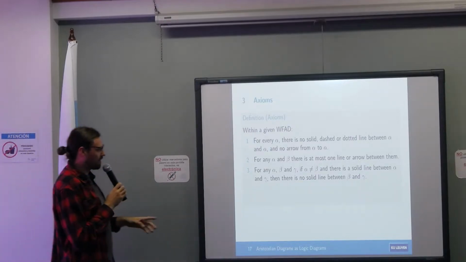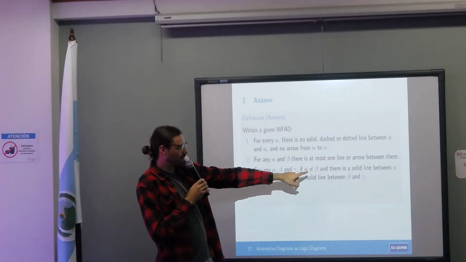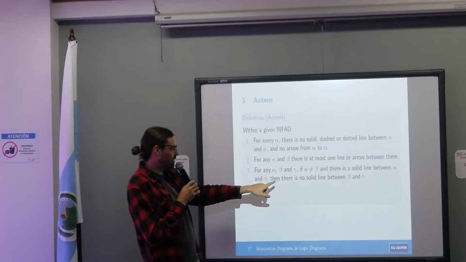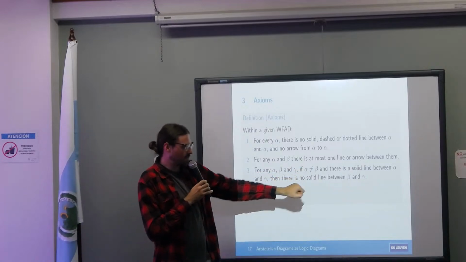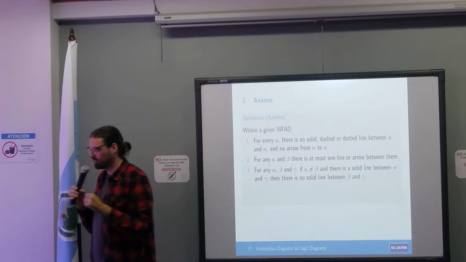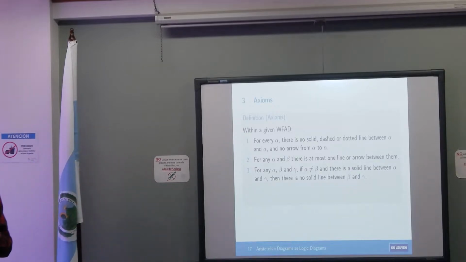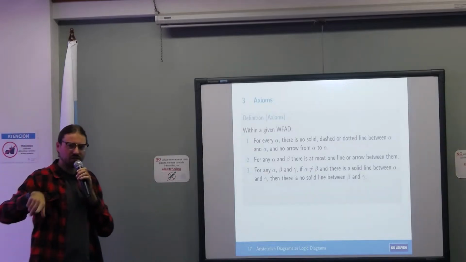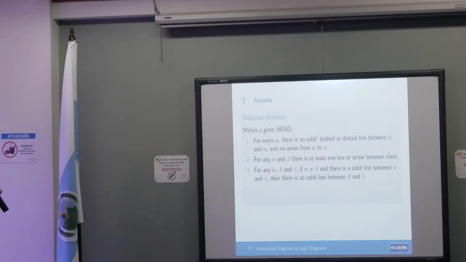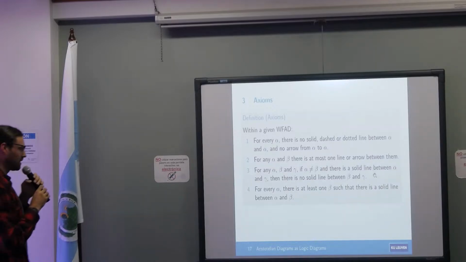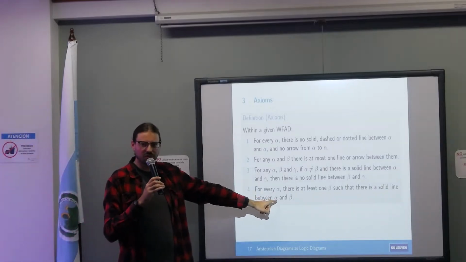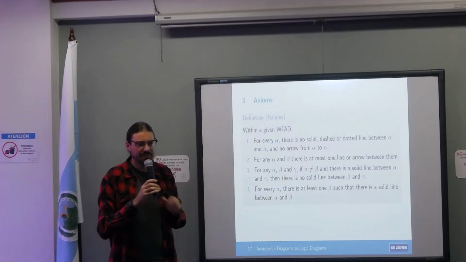For any alpha, beta, and gamma, if alpha and beta are different and there's a solid line between alpha and gamma, then there's no solid line between beta and gamma. So what this means is basically, there's only one formula in the diagram that's in contradiction with the other formula. So you cannot have three formulas in the diagram such that there are two contradicting lines there. So there's at most one contradictory formula, and then the last axiom says there's at least one contradictory formula in the diagram.